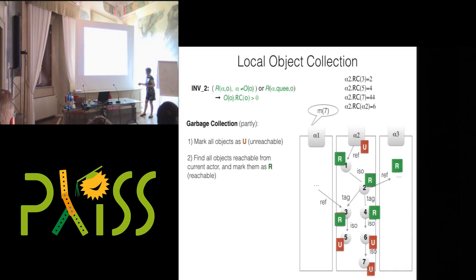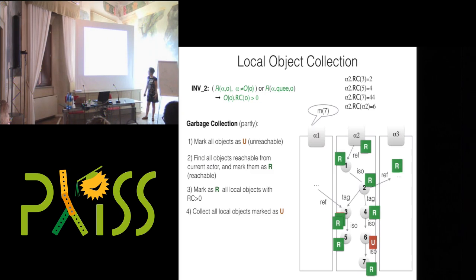Then in the next phase, I go and mark as R all local objects that have got a reference count greater than 0. So even though this is not reachable for me, and it's not safe for me to be going in the heap and ticking boxes, all this ticking is happening locally within my own table, so I'm not interfering with any other actor. And then we do the collection, which by invariant 2 we have said is dead anyway, so it's fine, and therefore the whole thing is safe.